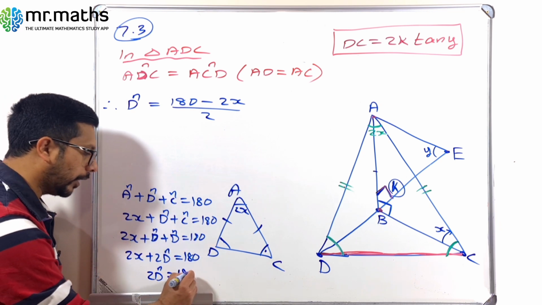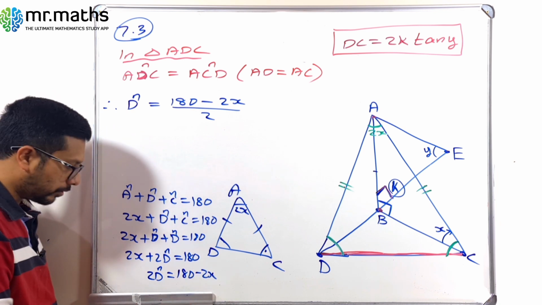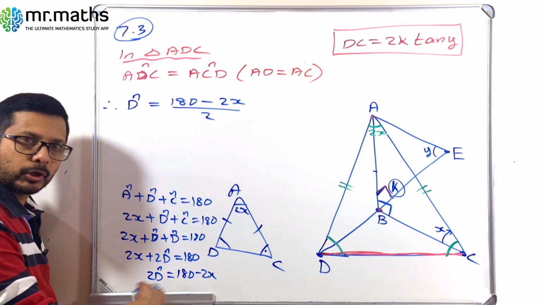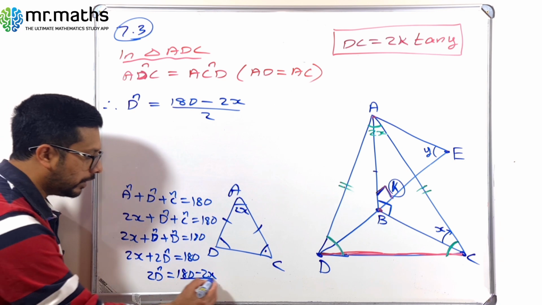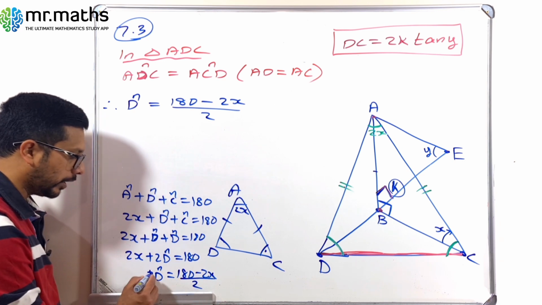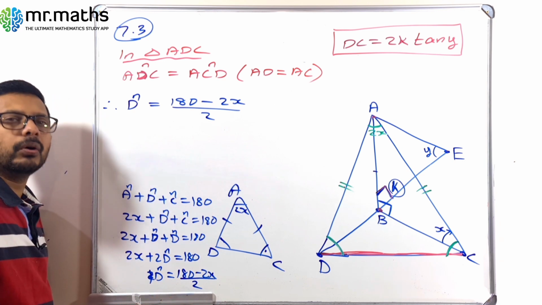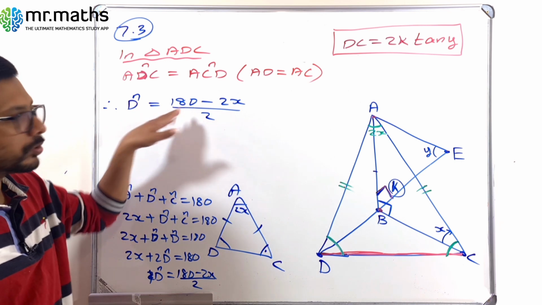So it is 180 minus 2x. So what is D? Divide both sides by 2. That means (180 minus 2x) divided by 2. That is angle D. Okay.